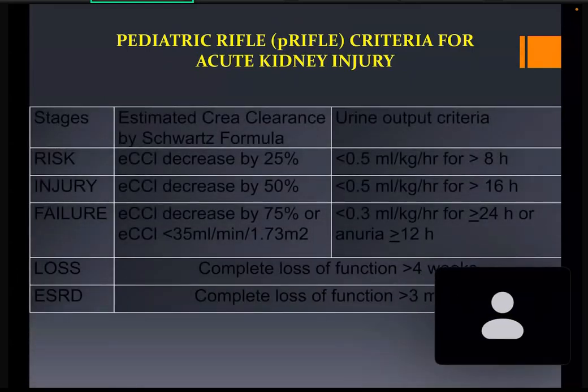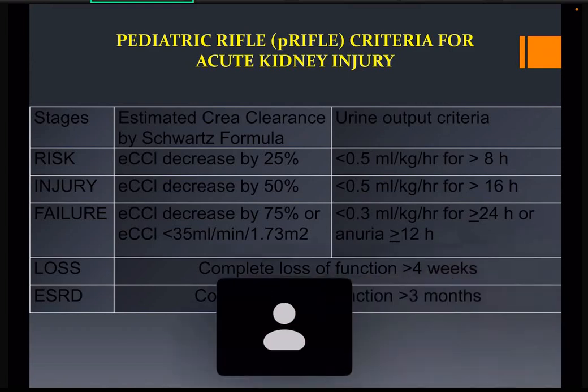So now we go to AKI, because RPGN presents with AKI. Can you see it? There are stages of AKI and we use the pRIFLE. In adults, it's RIFLE only, but in pediatrics, we have the pRIFLE. Actually, in neonates, there's also an nRIFLE, but that's another thing. It has 5 stages: risk, injury, failure, and then loss and ESRD. It is based on the estimated creatinine clearance and the urine output of the patient.